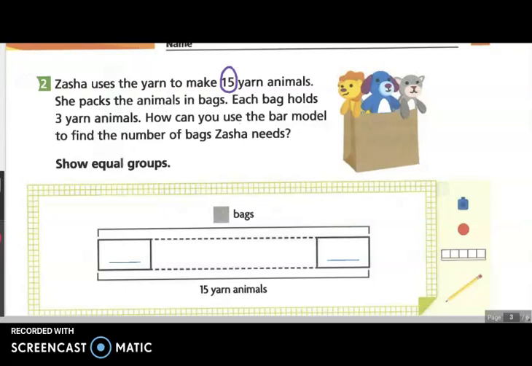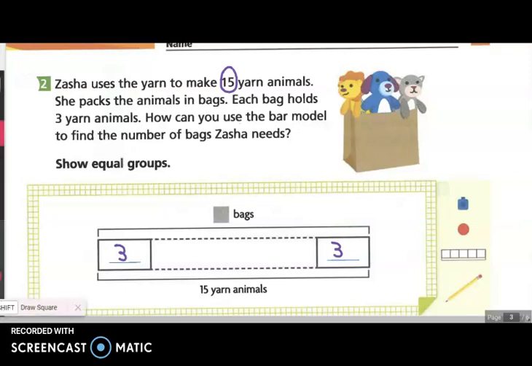So what are we going to put in our line here? What do these boxes represent? Our bags, right? And so she's putting 3 animals in each bag. And they gave us 2 boxes. So we're going to count by 3 until we get to 15. Okay? So we've got to add another rectangle.